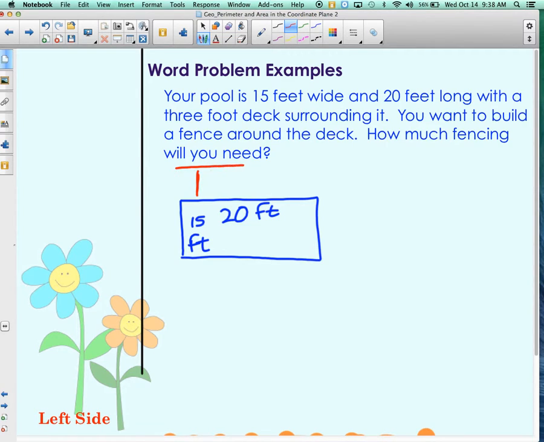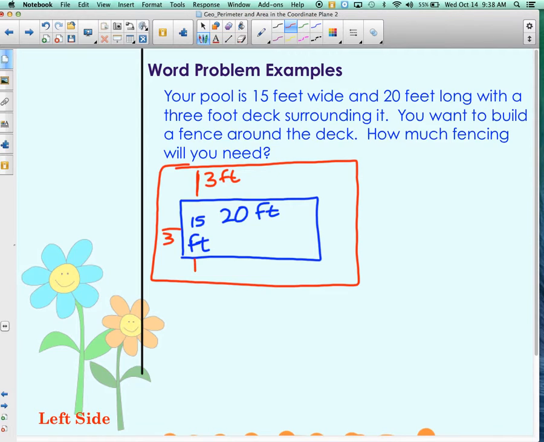So there is a deck that goes all the way around the pool. That is 3 feet wide. So there's 3 feet here, 3 feet here. You want a fence all the way around that. If you include the deck, what's your new width? There's 3 feet here, 3 feet here.